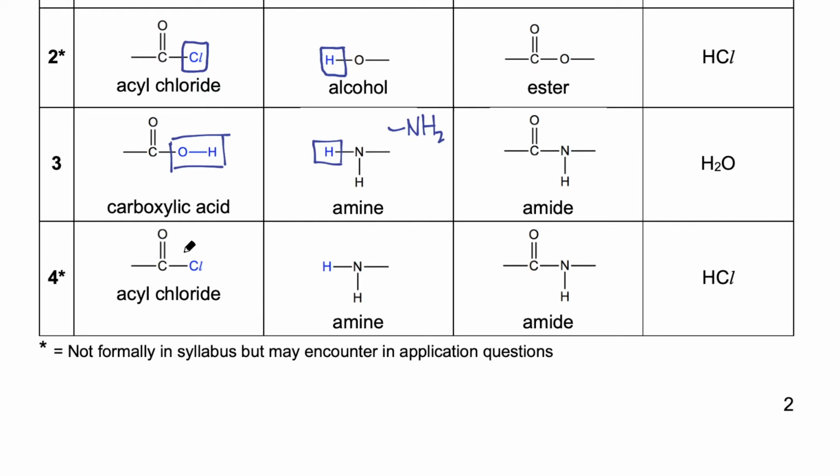Just like the previous example, we can replace the OH with a Cl, giving us the functional group known as an acyl chloride. This can also react with an amine to form an amide linkage, and in this case, like previously, HCl is being eliminated. So examples 2 and 4, we rarely see them in the syllabus, but of course it is good to know.